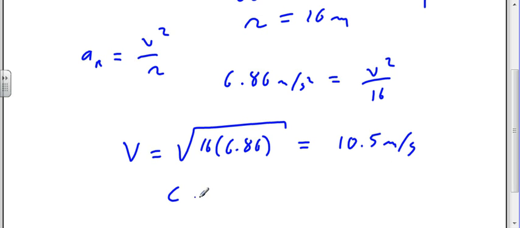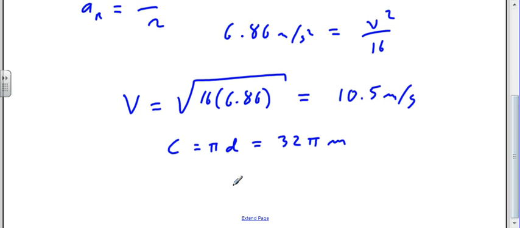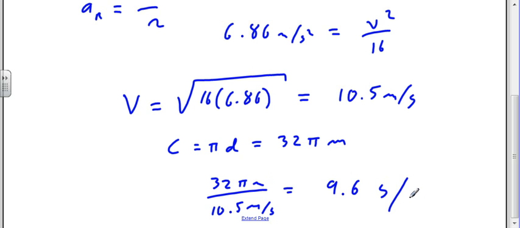My circumference is pi d, which is 32 pi, and that's going to be in meters. Okay, so if I take 32 pi and divide it by 10.5 meters per second, I end up with seconds. So 32 times pi divided by 10.5, I end up with 9.6 seconds per revolution.